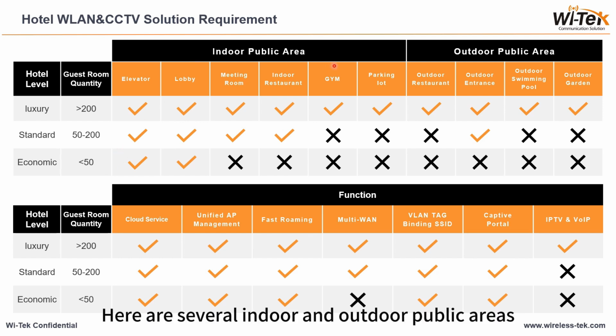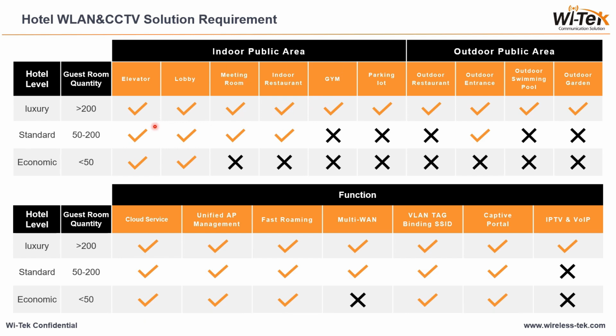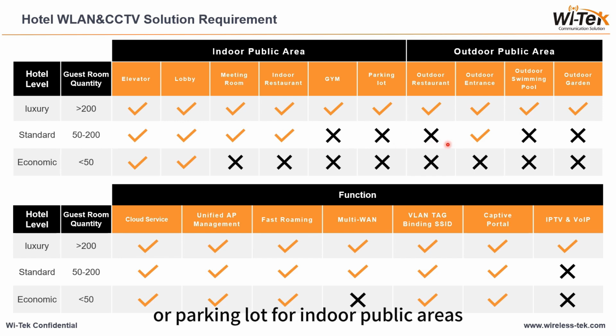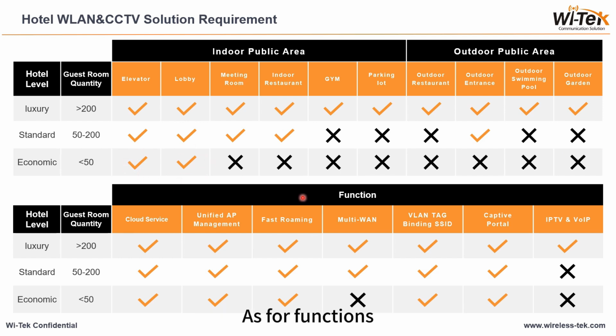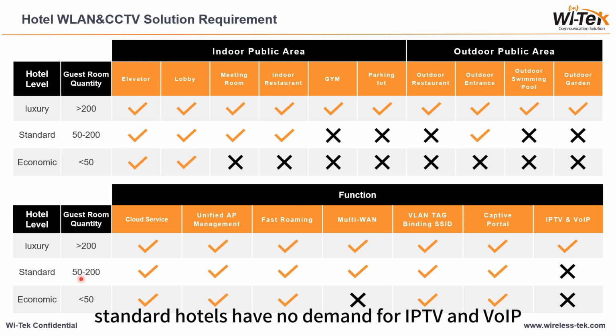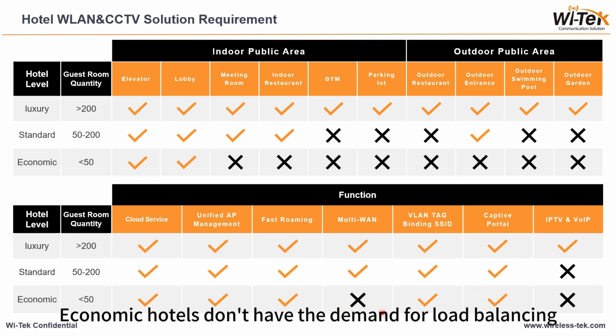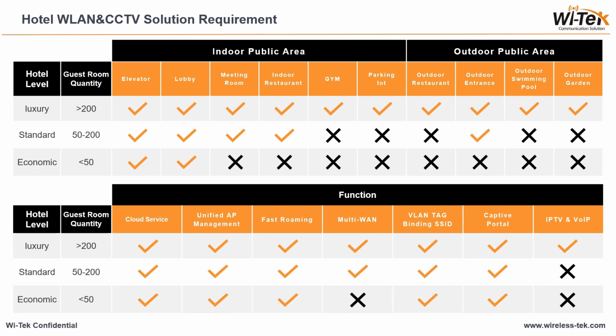Here are several indoor and outdoor public areas. Luxury hotels have all these areas, and standard hotels don't have a gym or parking lot for indoor public areas. For outdoor, there is no public area like the outdoor restaurant, swimming pool, and garden for economic hotels, which own only indoor elevator and lobby. As for functions, standard hotels have no demand for IPTV and VoIP. Economic hotels don't have the demand for load balancing of multi-WAN and IPTV.